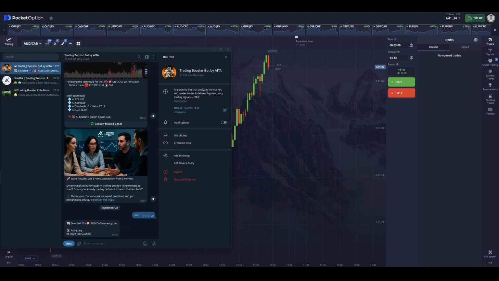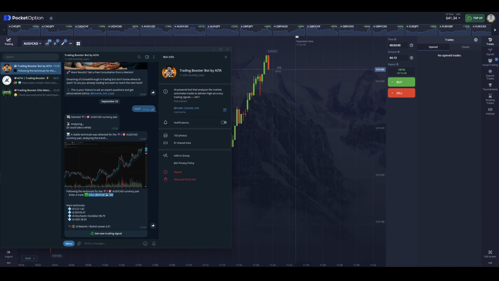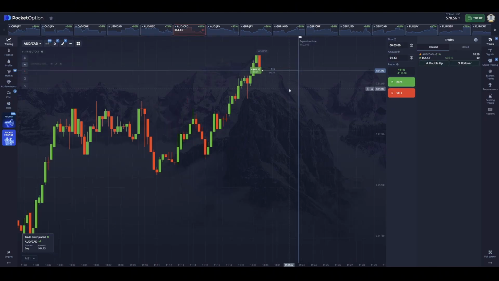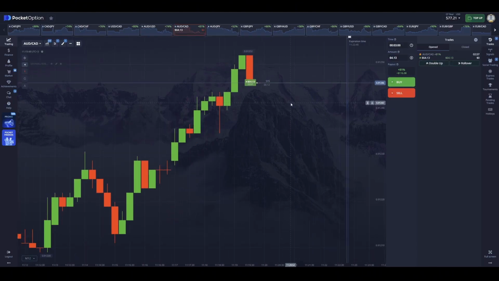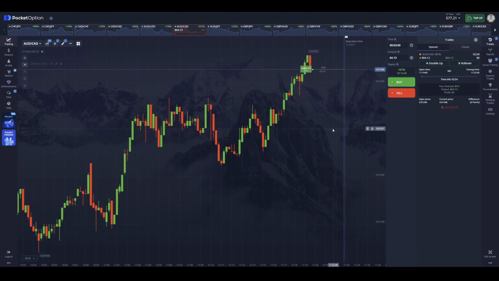What will it tell us? It gives us a buy signal. Right from here, we open a 3-minute buy trade for $64. And now, we just wait for the result.